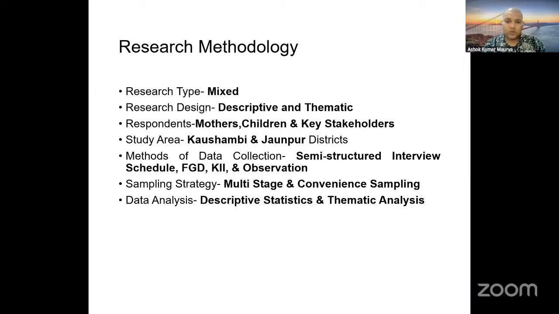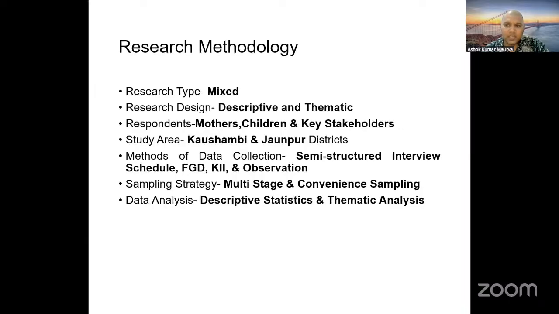As I told earlier, Kaushambi has one of the largest SC populations in UP, and a similar trend is seen in Jaunpur. Their share is more than the state average, which is around 20%. So these two districts were selected.